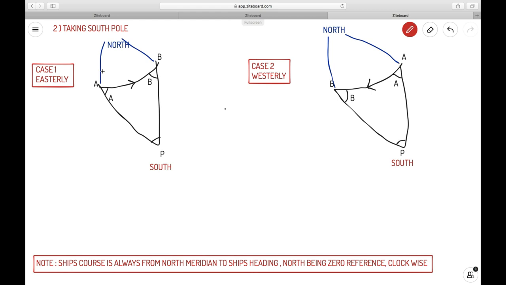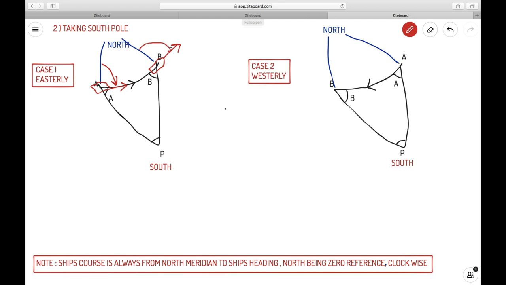An important note: your ship's course is always measured from your north meridian. That means the meridian from your position towards north will be your zero reference to your ship's head, and always clockwise. So now let us do our next step, that is drawing your ship. Initially your ship will be this way in case A, and finally your ship will be this way.